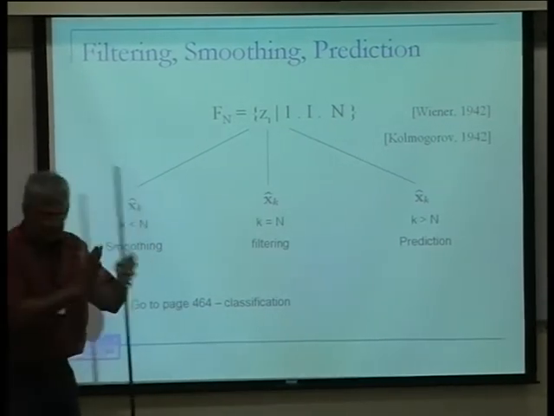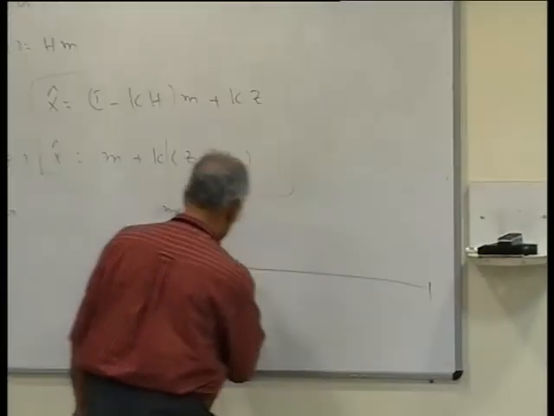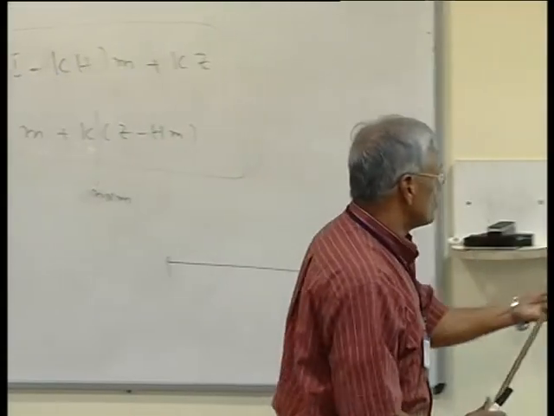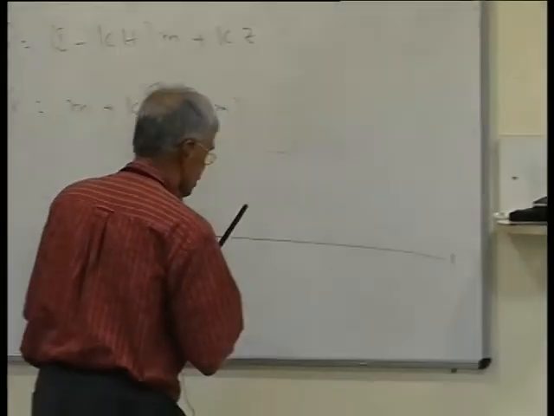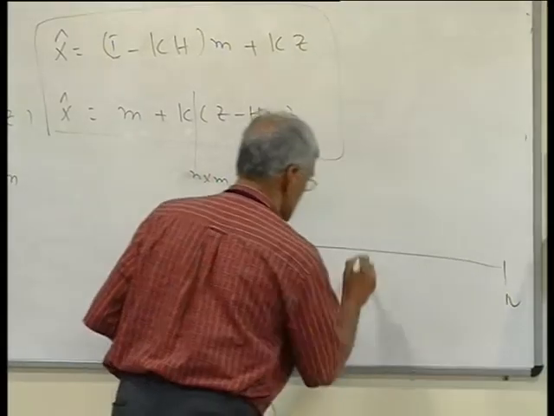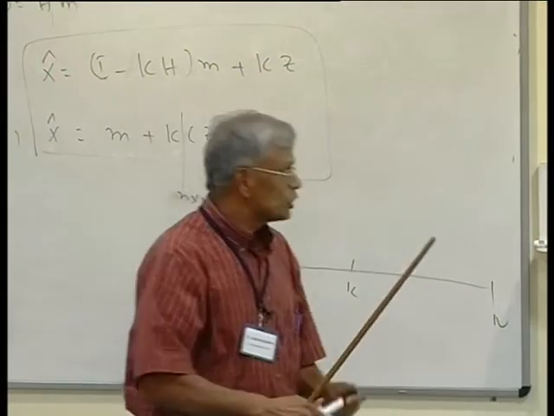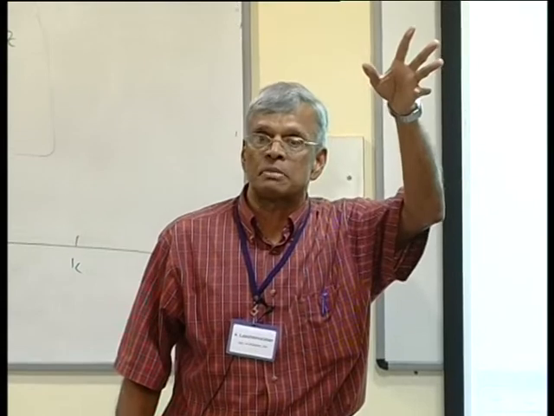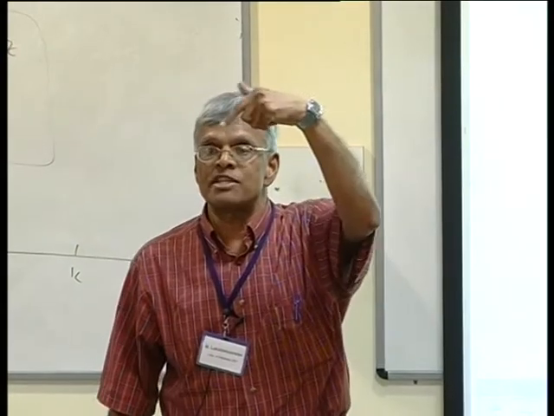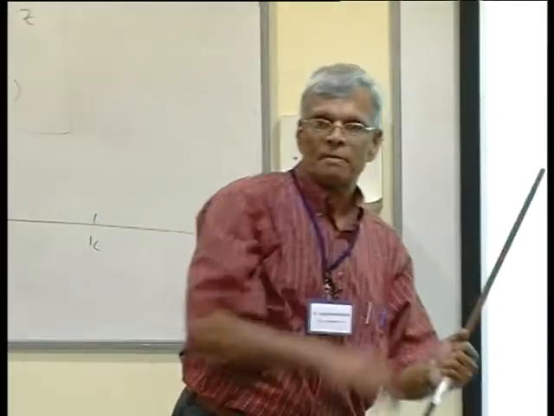Okay, so given a set of data, if I am interested in estimating a state within this, so this is 1, this is n, k less than that, that's called smoothing. So when k is 0, that's the initial condition. That's why you remember Chris's talk, finding the initial condition is a smoothing problem. I'm going to utilize all the observations given to me to be able to decide what happened in the past.